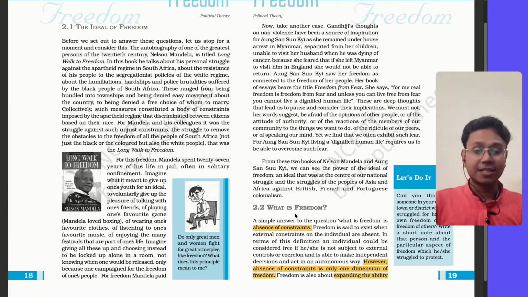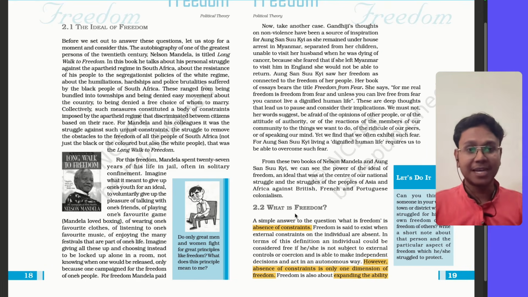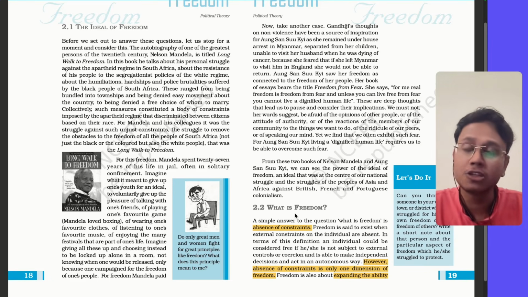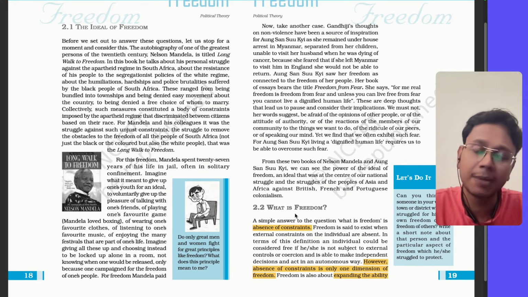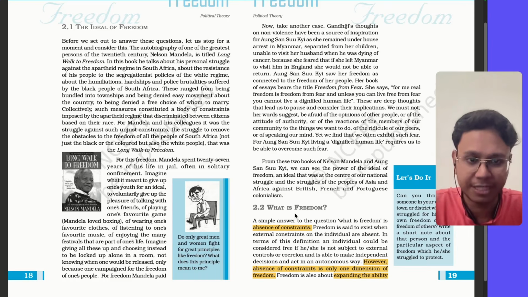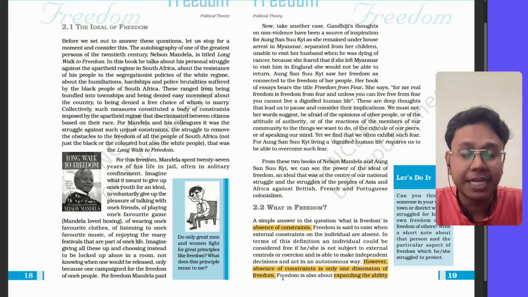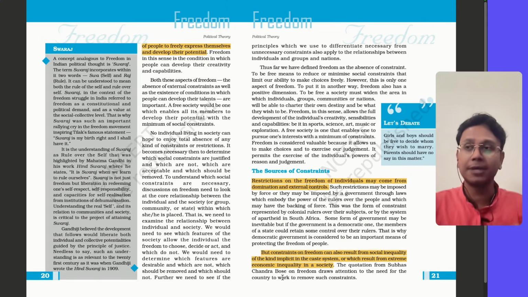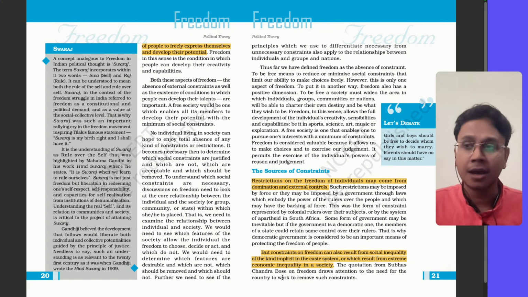As I told, the simple meaning of freedom is absence of any type of constraints. There is no external constraint on you, and you are able to do anything which you want. That is freedom in simple terms. However, absence of constraint is only one dimension of freedom. Freedom is also about having the ability to do something which you want. For example, there can be a situation where there is a very poor person, a very marginalized person.